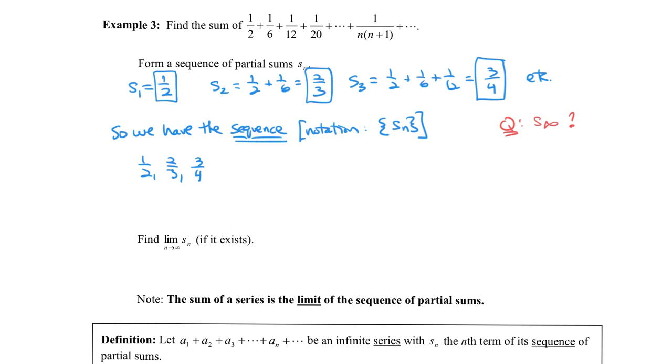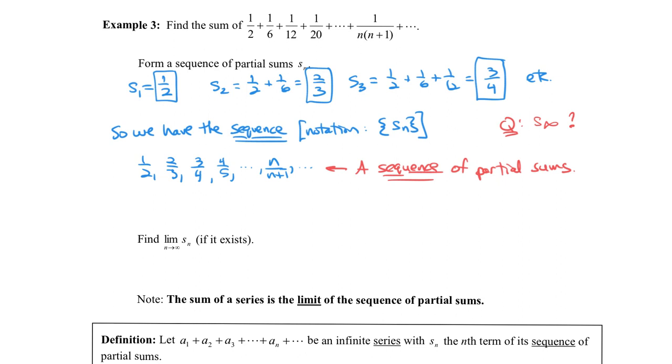Now, if we kept on going, we would get 4/5, and we could keep going. We could see a pattern here, n over n plus 1, and we could keep on going. So what this is, okay, this is a sequence. It's a sequence, a listing of numbers. It's a sequence of partial sums.